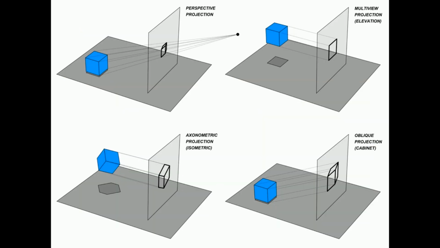In the next section we are going to see four types of projection: perspective, isometric, multi-view and oblique projection. Thank you.